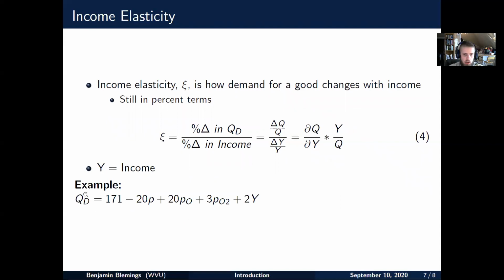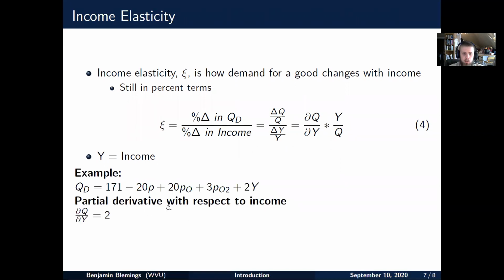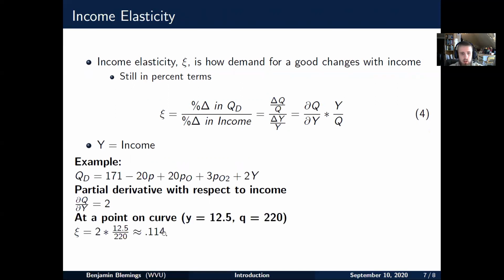So let's say we have this demand curve here, which is defined in terms of price, other good prices, and income. Well, the partial derivative with respect to income is just 2, because we treat P, all the other P's, as a constant because we're doing a partial derivative, and those all drop out, and we just have 2 left. And so at a point on a curve, we can calculate the income elasticity.